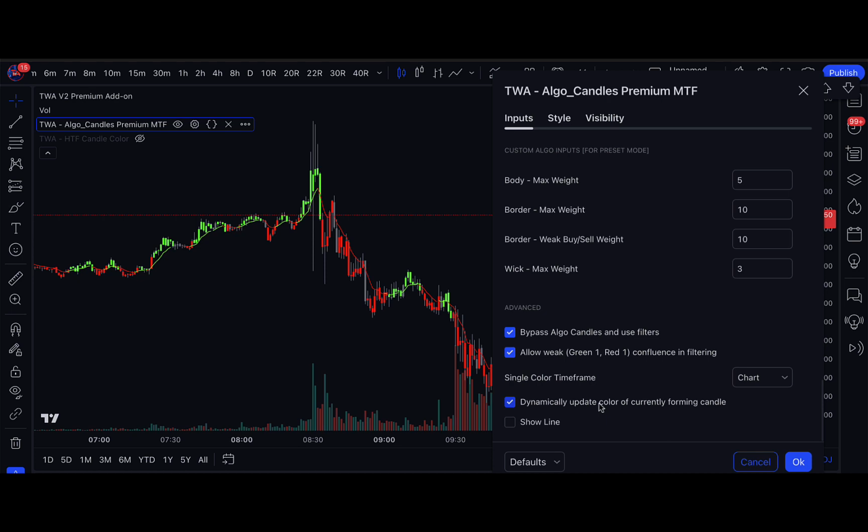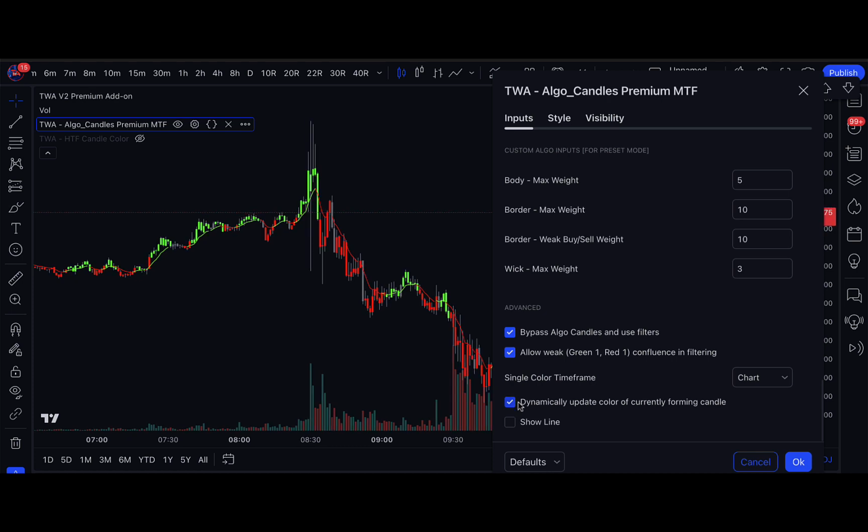Dynamically update color of currently forming candle. This would be really, really important, especially on the higher time frames. It's not going to be as noticeable on the lower time frames, anything even as low as 15 minutes, 5 minutes, 1 minute, and lower. But on the higher time frames, you want to see more flashing, so you want to use this. If you don't want to see that much flashing at all, just turn that off.